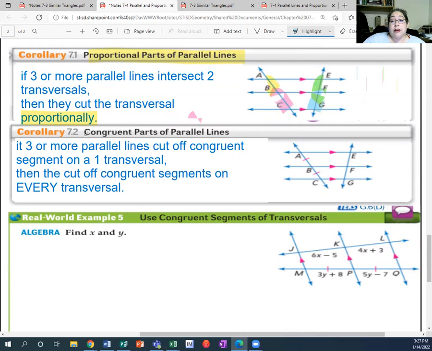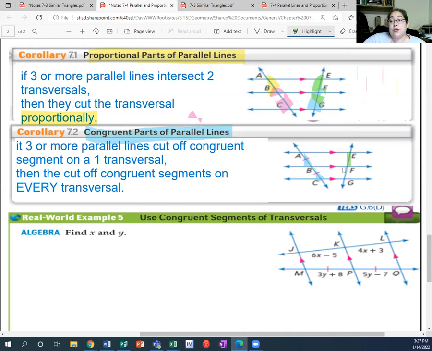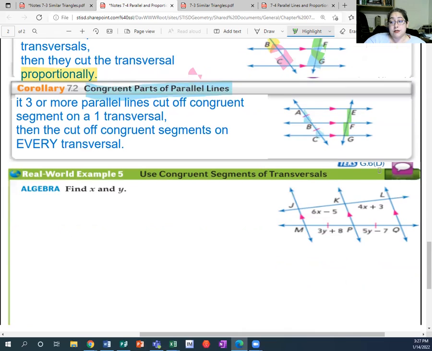The next corollary says congruent parts of parallel lines. Related to this corollary, again, we have 3 parallel lines, again cut by a transversal. But if this transversal cuts into congruent pieces, then every other transversal that those parallel lines are running into are also going to be cut into congruent segments.